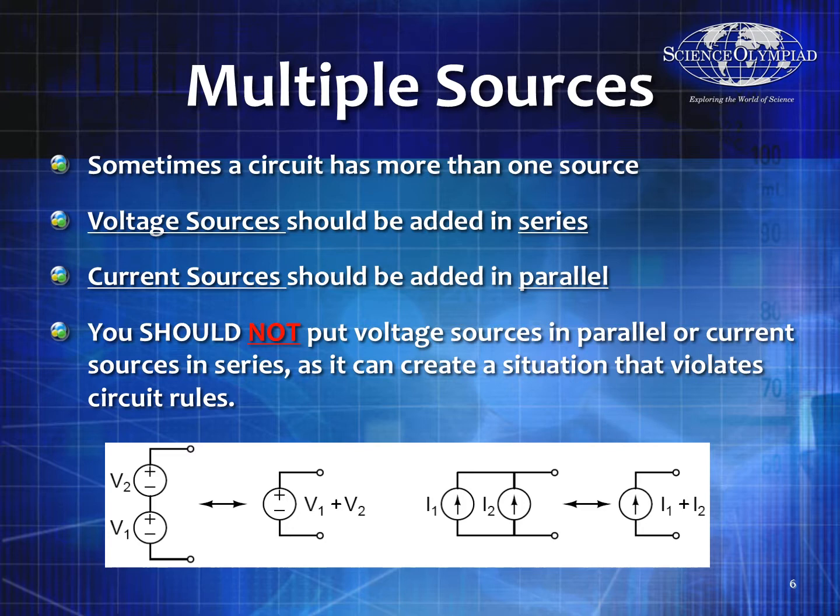But let's talk about multiple sources. Sometimes a circuit has more than one source. Generally speaking, if you want to add two sources, if they're voltage sources, they add really well in series. Current sources add really well in parallel. If you look below, you can see how V1 and V2 are added together since they're in series. So the equivalent voltage source would be V1 plus V2, and the same thing for the two current sources, I1 and I2. Since they're in parallel, you can add them together.